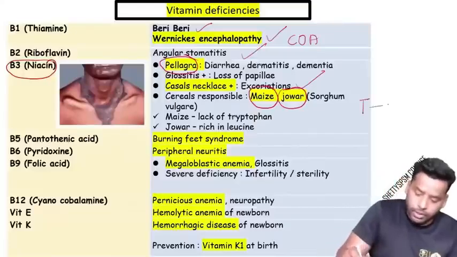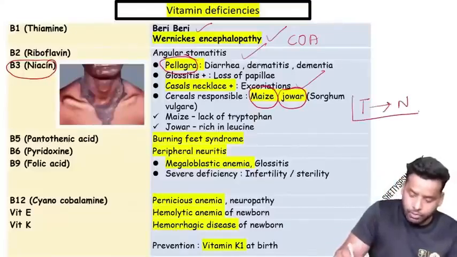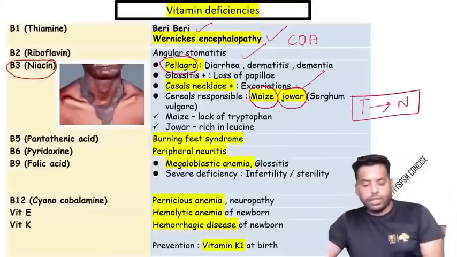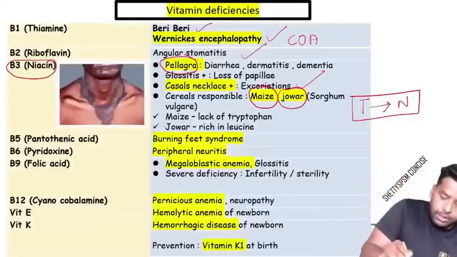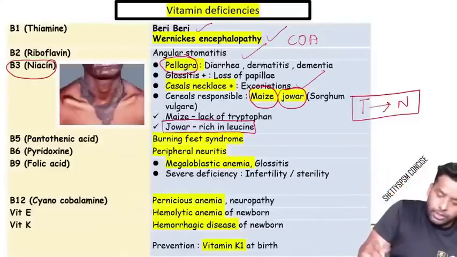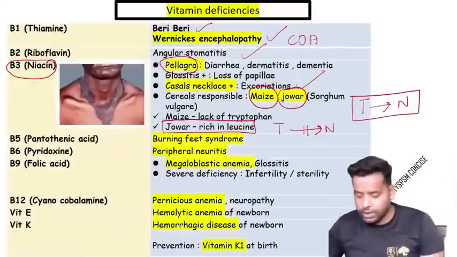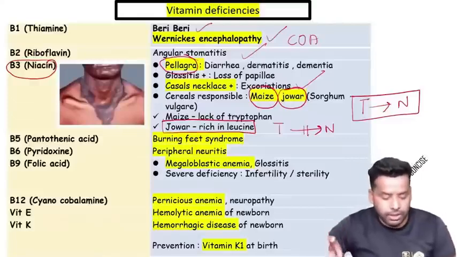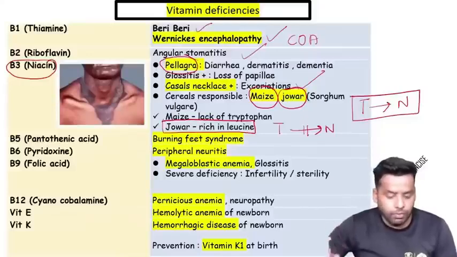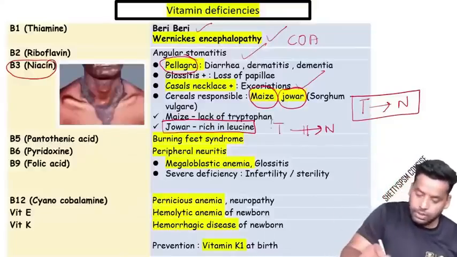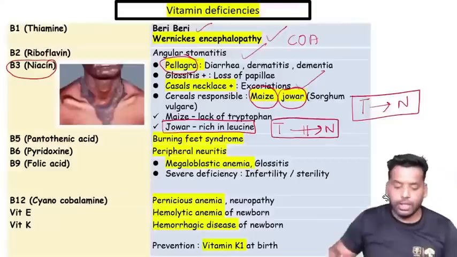Tryptophan is converted to niacin. Lack of tryptophan in maize can lead to pellagra. Jowar is rich in leucine. So excess of leucine will block the conversion from tryptophan to niacin. Remember this word: jowar is rich in leucine. So consumption of maize and jowar can lead to pellagra.